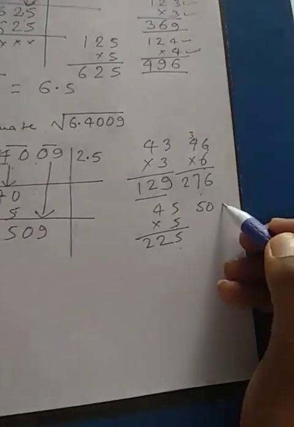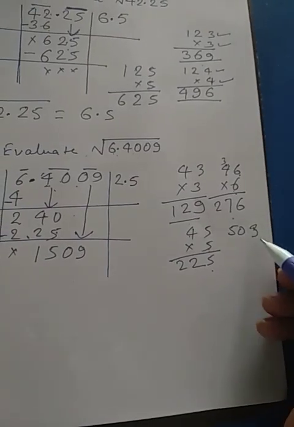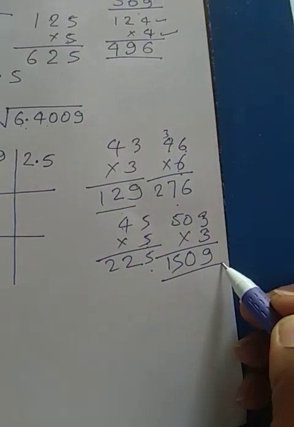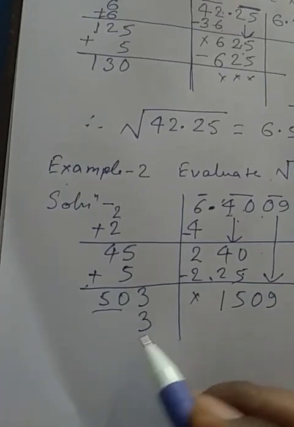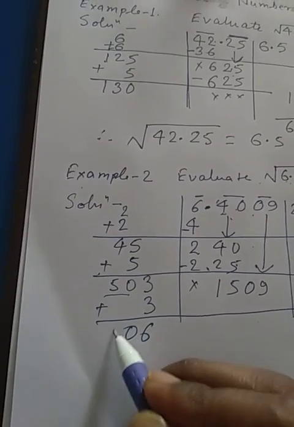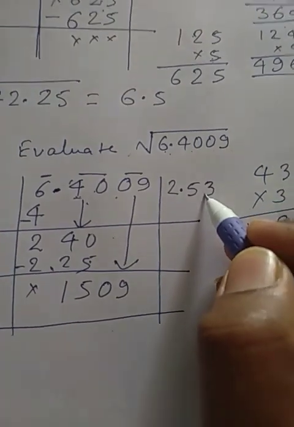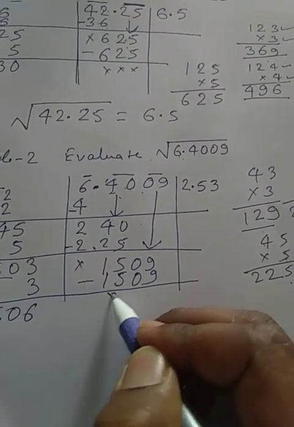We have to put some digit here to make it 1509. So I am taking first 3 and checking. 3 3s are 9, 0, 3 5s are 15. It is very simple. So we can take 3 here, add to make 605, write the digit here and write the product 1509, then subtract.